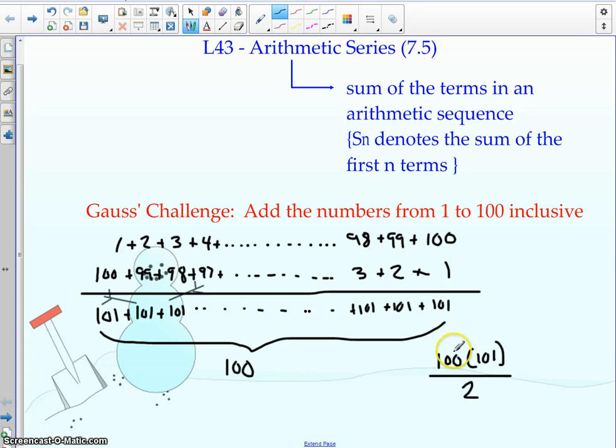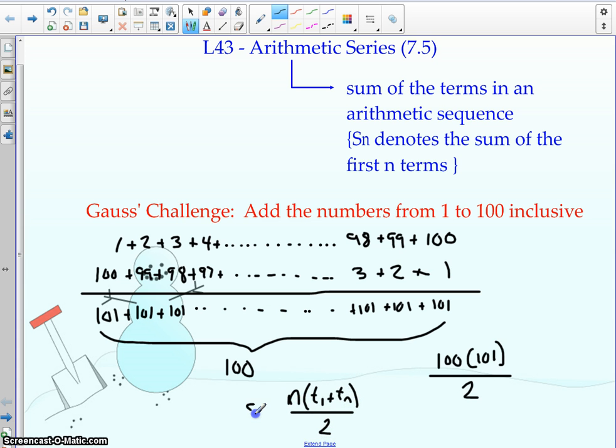And what this actually leads to is sort of like a general form here. If you're trying to find the sum of a certain number of terms in a series, well, 100 is the number of numbers in here. Because there's 100 terms in this sequence, we could just call that n. 101 was got by taking the first term in the sequence and adding it to the last term in the sequence, so we'll call the first term t1, the last term tn, and then dividing by 2.